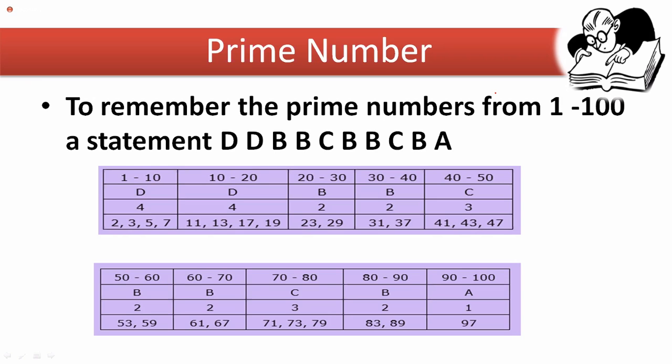From 1 to 10, there are 4 prime numbers: 2, 3, 5, 7. From 10 to 20, there are 4 prime numbers: 11, 13, 17, and 19. From 20 to 30, there are 2 prime numbers: 23 and 29. From 30 to 40, there are 2 prime numbers, that is 31 and 37.